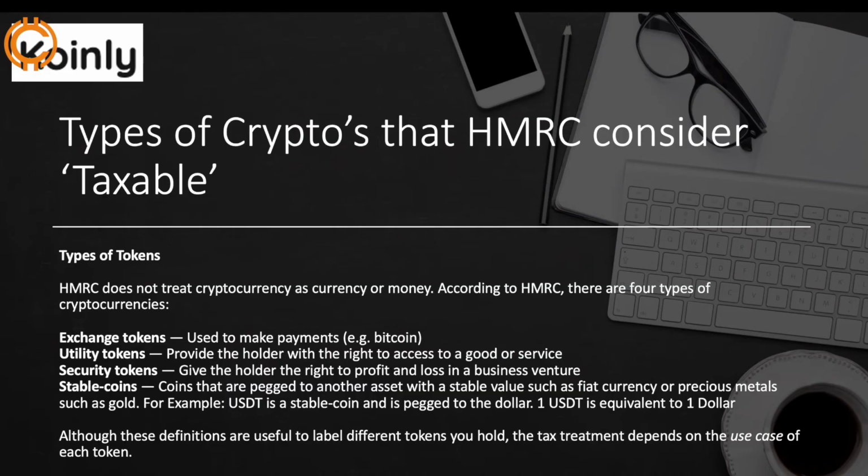So, types of tokens. HMRC does not treat cryptocurrency as currency or money. According to HMRC, there are 4 types of cryptocurrencies. Exchange tokens, which are used to make payments, for example, Bitcoin. Utility tokens, which provide the holder with the right to access a good or service. Security tokens, which give the holder the right to profit and loss in a business venture. And stable coins, coins that are pegged to another asset with a stable value, such as fiat currency or precious metals such as gold. For example, USDT is a stable coin and is pegged to the dollar. 1 USDT is equivalent to $1.